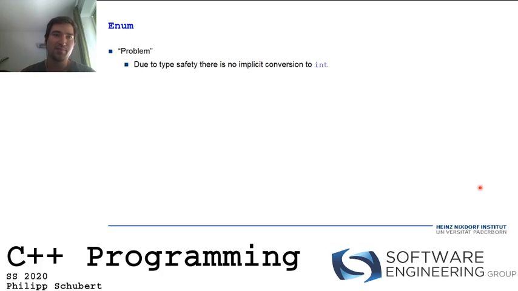There's one small problem. Sometimes it's relevant to you, sometimes it isn't, or oftentimes it isn't. Because due to the type safety property of those scoped enums, there is no implicit conversion to int anymore. So that means you cannot just print a variable of your enum class type to the command line. So this piece of code would not work anymore. It wouldn't just print 0, it would abort with an error message telling you, hey, the left shift operator is not defined for your enum class.